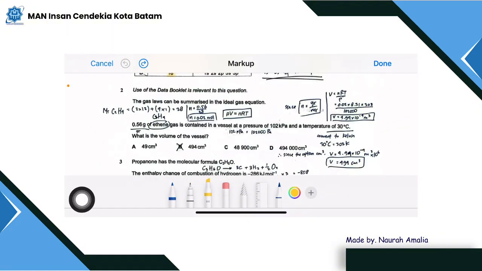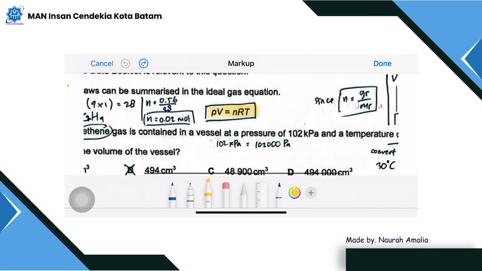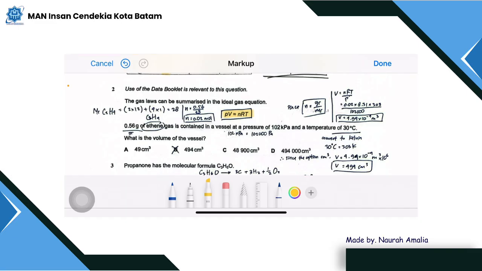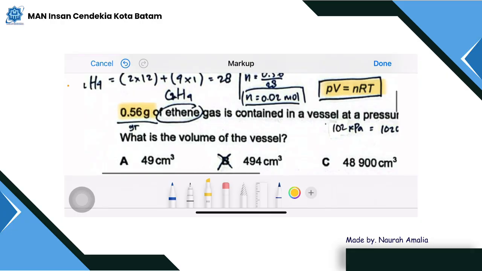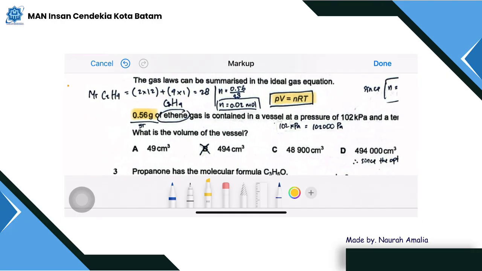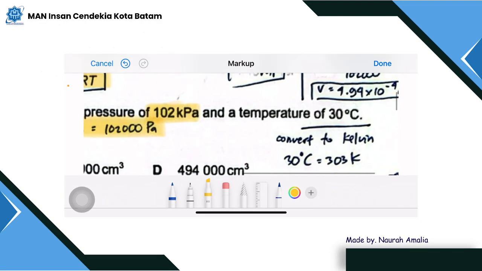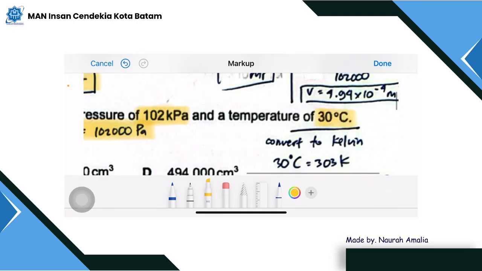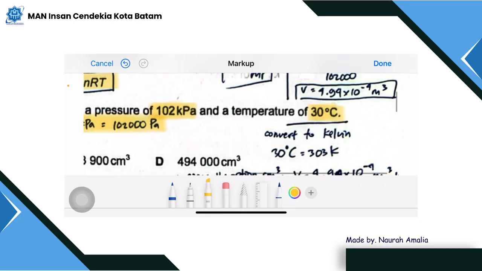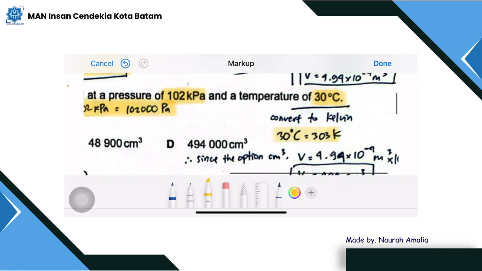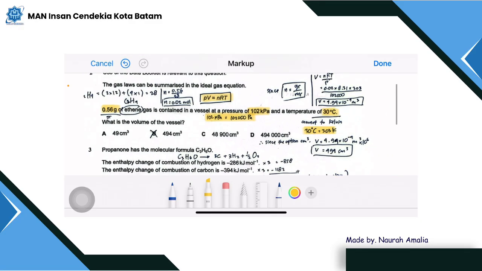Number 2. The gas laws can be summarized in the ideal gas equation. So the equation gives PV = nRT as the main formula that we will use for the calculation. It gives the mass as 0.56 gram, and also the pressure 102 kPa. If we convert to Pa equals this, and the temperature is 30 degrees Celsius. If we convert to Kelvin, it equals 303 Kelvin.